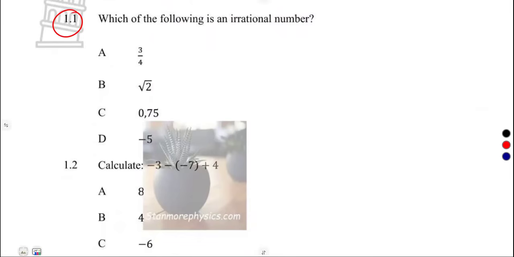Which of the following is an irrational number? An irrational number is one that cannot be written in the form of A over B. Those are typically square roots of numbers, square root of 2, square root of 3, square root of 5. Those are irrational numbers, numbers that are not exact. So the best answer there was going to be the square root of 2.